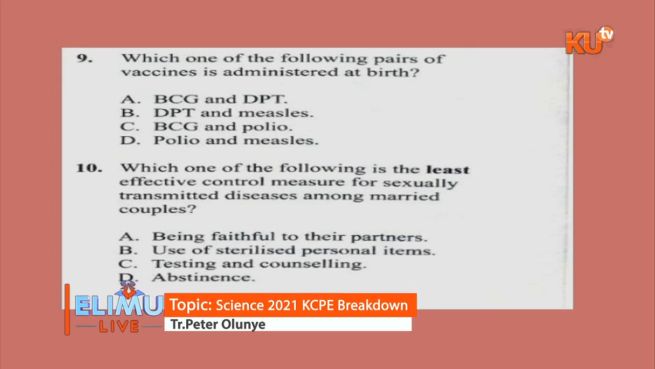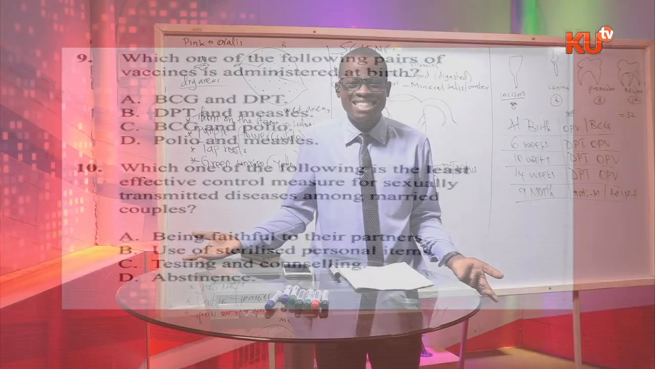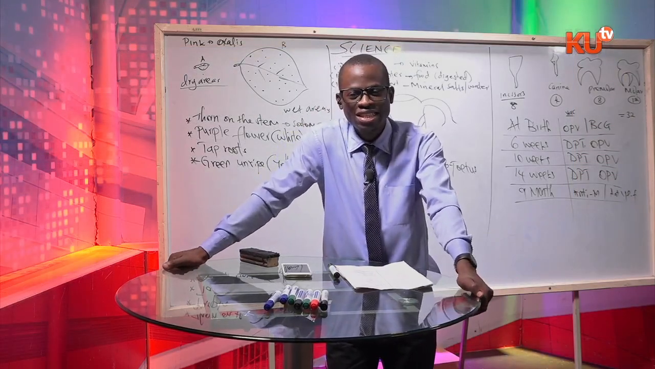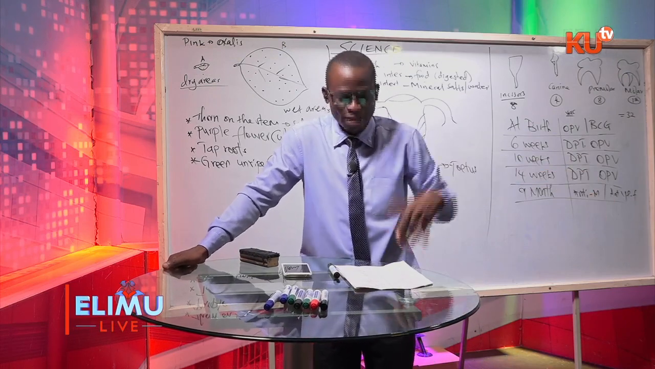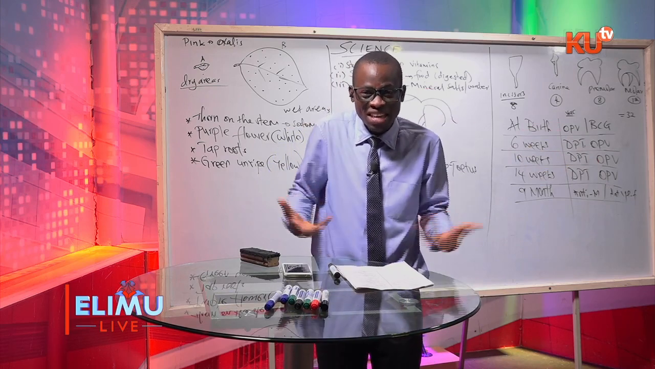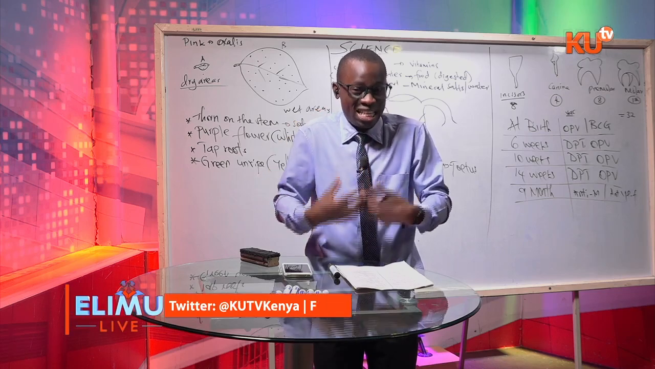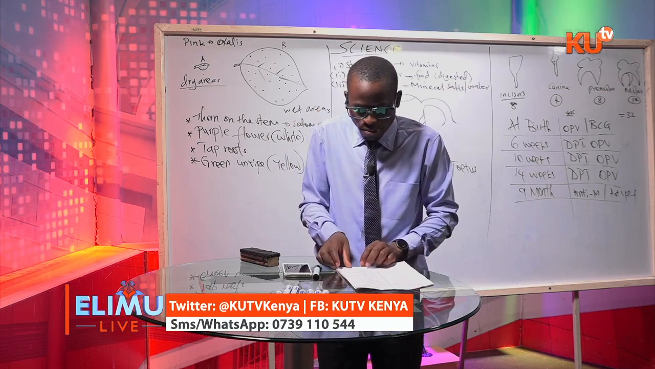But now the question, let's go back to the question. Which one of the following is the least effective control measure for the sexually transmitted diseases among the married couples? Remember, these people are married. So if they are married, boys and girls, definitely you don't expect them to abstain. Because they have their own bedroom, boys and girls. That one becomes the least effective method. However, if they go to the doctor, the doctor can advise them.